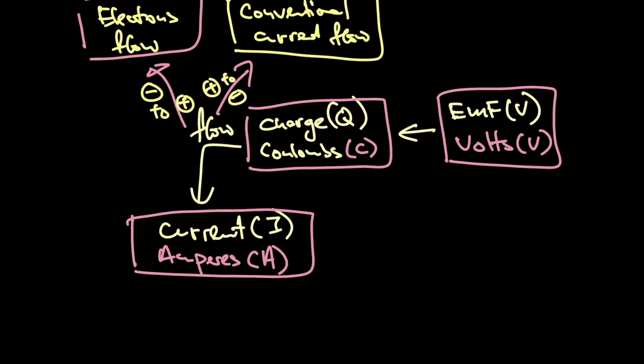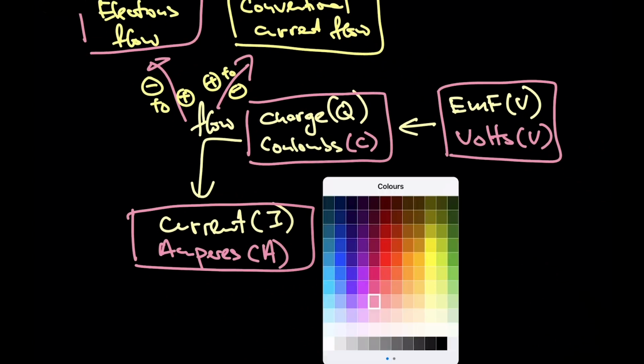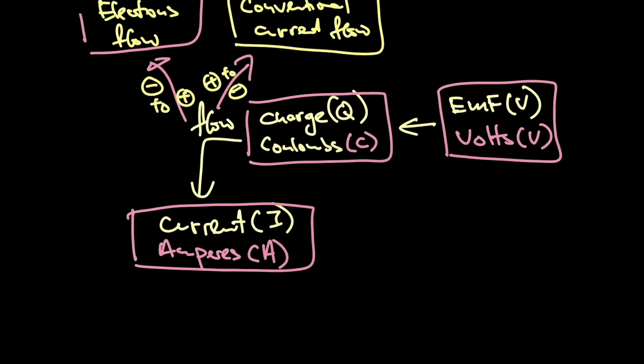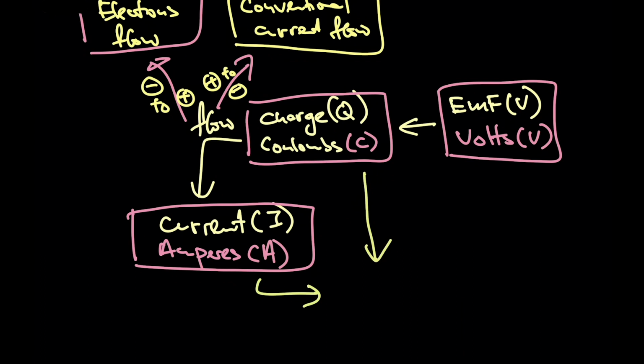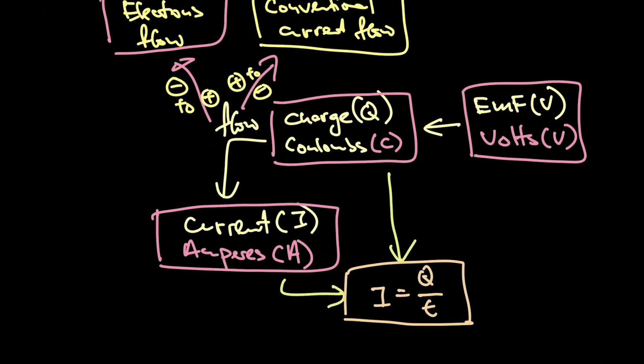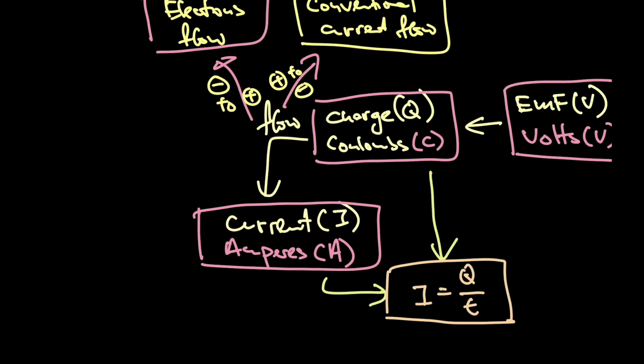The relationship between current and charge is symbolized by this equation: I equals Q over T. In this case, T is measured in the SI unit, which is seconds. So current is the rate of flow of charge and is measured in amperes. We measure current by the ammeter.